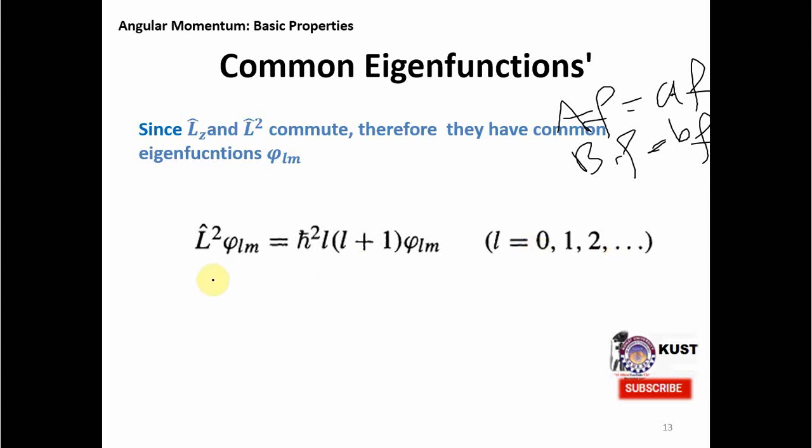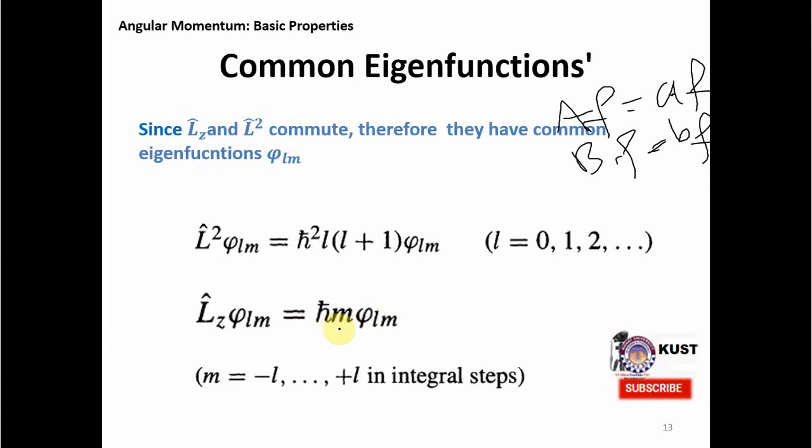Similarly, for the second operator Lz, this phi_Lm is also the eigenfunction of Lz. That means that Lz acting on phi_Lm will reproduce phi_Lm again, where L and m are just indices, and here the eigenvalue is h bar m, where m is again an integer but a slightly different one. It goes from minus L to plus L in integral steps.